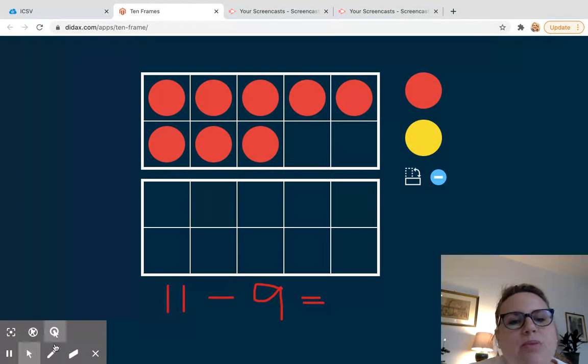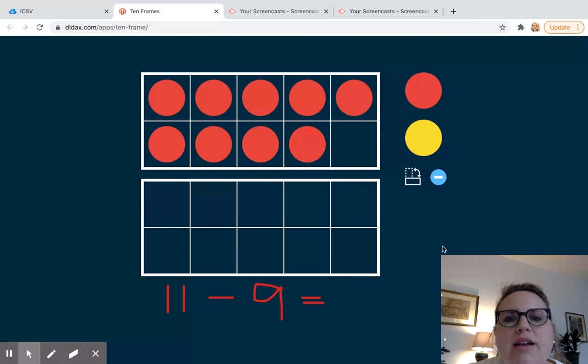Okay, how many red counters do I need to put onto my 10 frames? If you said 9, you are correct. 1, 2, 3, 4, 5, 6, 7, 8. Oh, I need to put one more on. 9. You can also think of it this way. This is a full 10 frame. So if 1 is missing, I know I have 9.